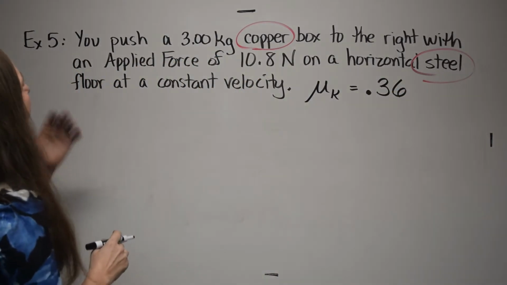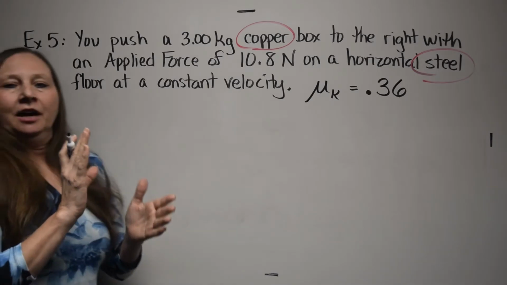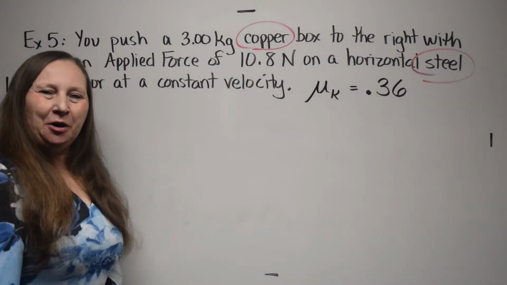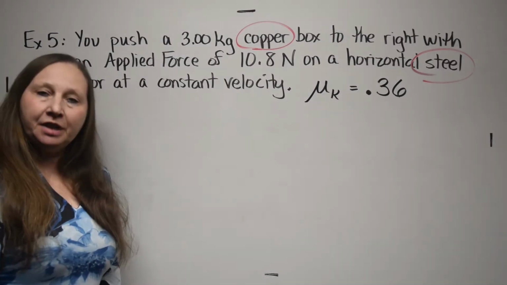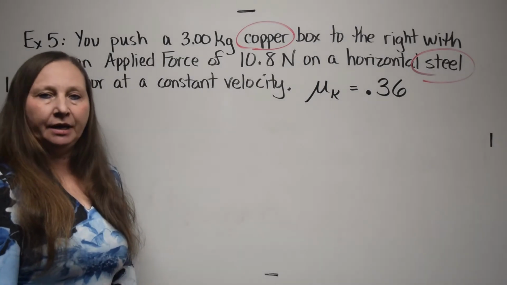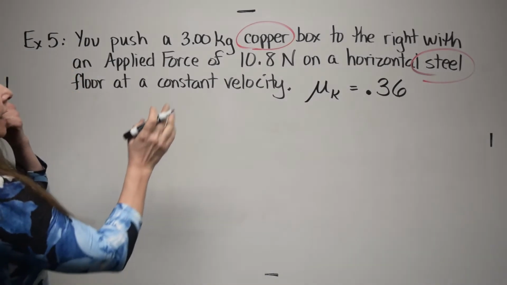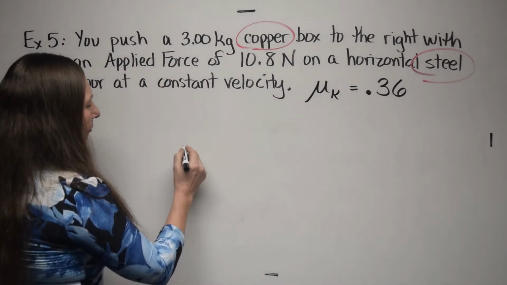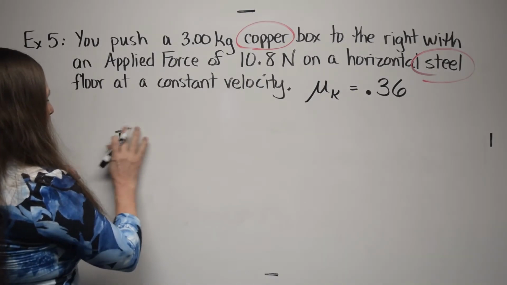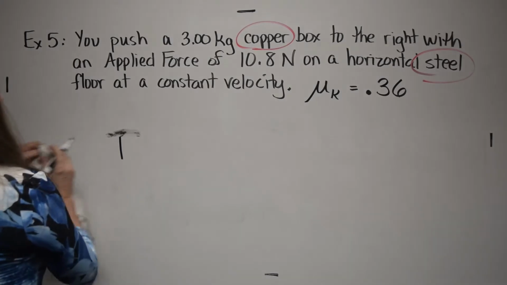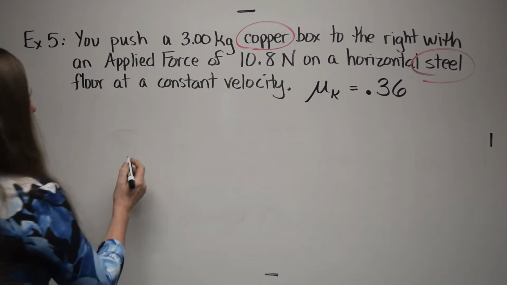All right, now, the steps. This is the last time we're going to be going over the steps for how to figure out if work is done. Step 1, draw a free body diagram. Now it's a copper box. I'm going to draw the box right here. Here's the box. I'll put it down a little bit further.